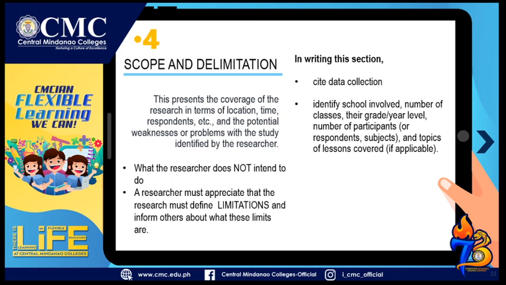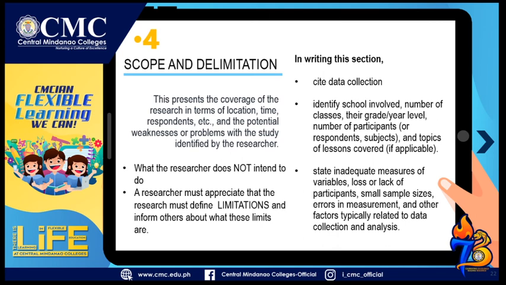Meaning to say, in this area, you will put everything. Put there, for grade 11, only 24 in total can answer the instrument, the research questions or the questionnaire. Only the grade 11 students in section Bahamas. So, that would be the perfect writing of this section on the scope and limitations.